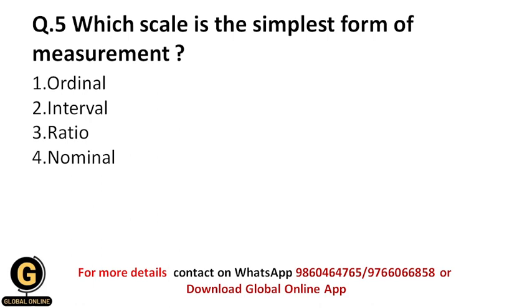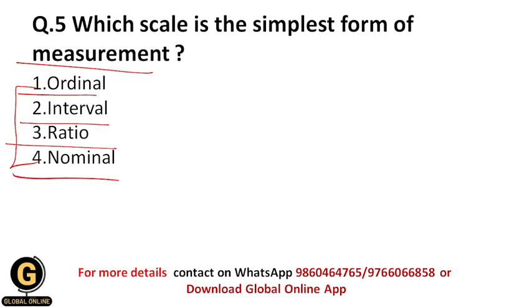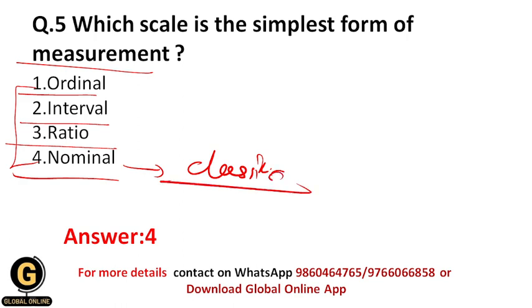Now next, which scale is the simplest form of measurement? Again they have given you 4 types of measurement scales, and we need to identify the scale which is the simplest form of measurement. Whether it is ordinal, interval, ratio or nominal. So students, the simplest form of measurement is nominal scale, because nominal scale includes only classification of the variable. You are going to only classify the data over here.